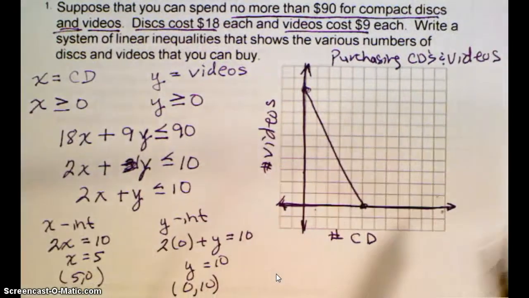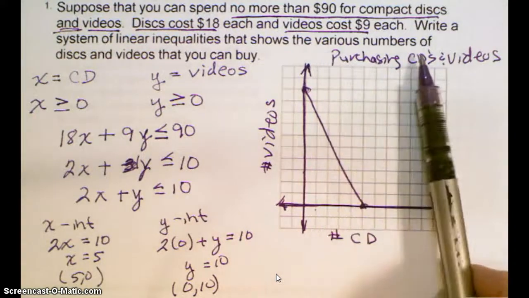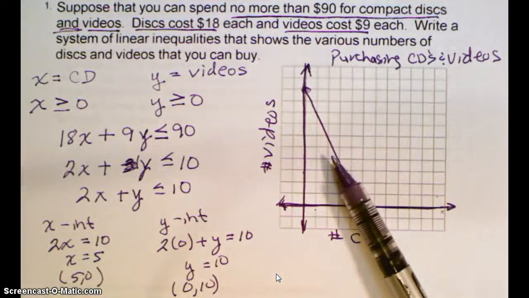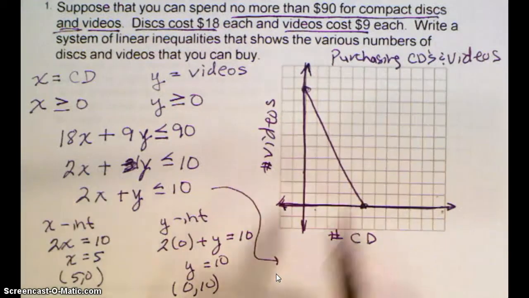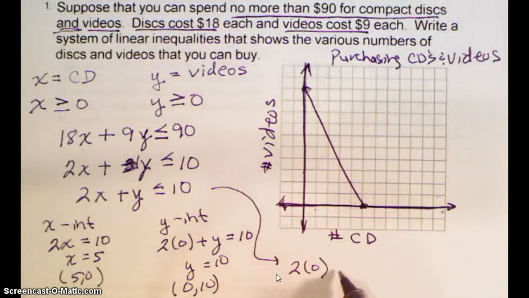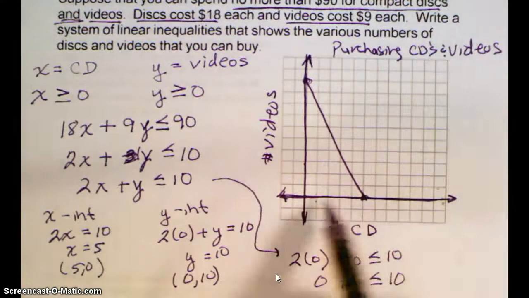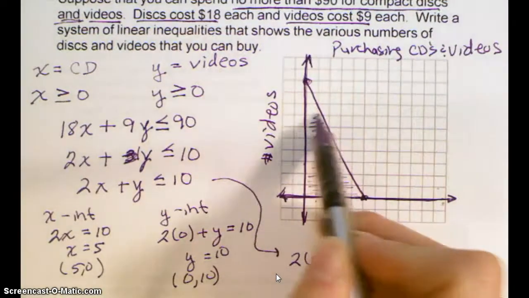Well, if all x's are greater than 0 and all y's are greater than 0, that's this entire quadrant. But we need to look at the relationship of this line. So let's go back to the standard form here, and I'm going to plug in a test point 0, 0. If 2 times 0 plus 0, I need to see if this is a true statement. Well, this is 0 plus 0. And 0 is less than, not equal, but it's less than 10. So I shade everything below this line because that's where the 0, 0 is located.